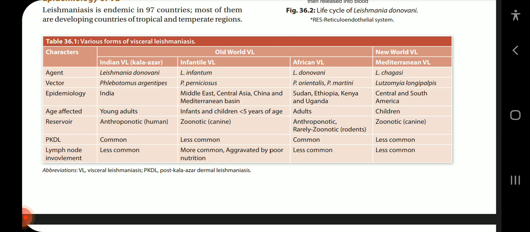Reservoir: anthroponotic reservoirs are seen in Indian visceral leishmaniasis. Zoonotic reservoirs like canines are seen in infantile visceral leishmaniasis. Anthroponotic and rarely zoonotic rodents are seen in African visceral leishmaniasis, and zoonotic reservoirs like canines are seen in Mediterranean visceral leishmaniasis. PKDL is common in Indian, less common in infantile, common in African, and less common in Mediterranean. Lymph node involvement is less common in Indian, more common and aggravated by poor nutrition in infantile, less common in African, and less common in Mediterranean.